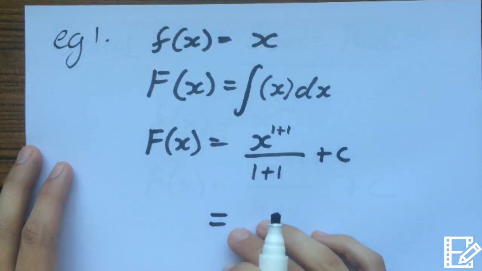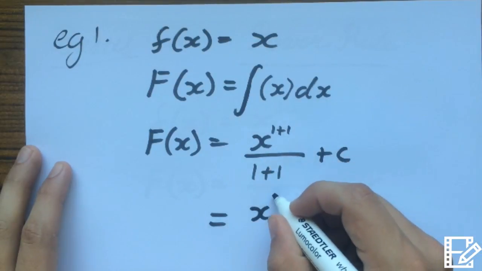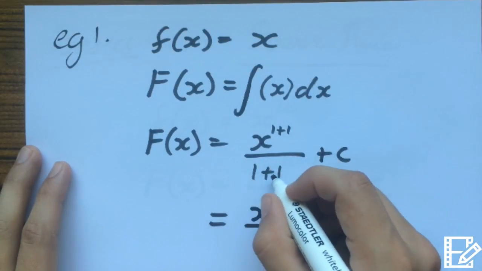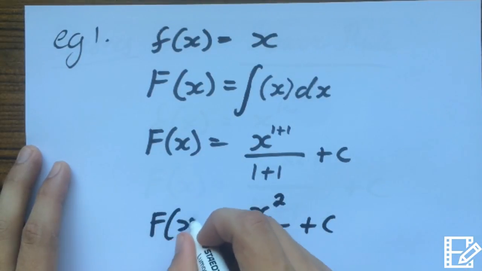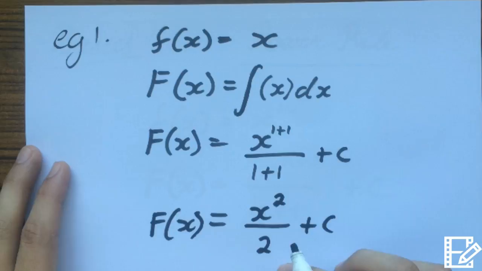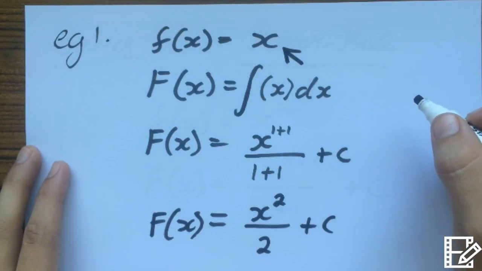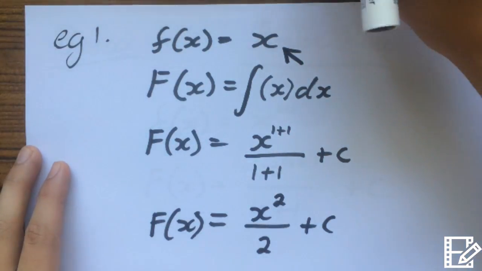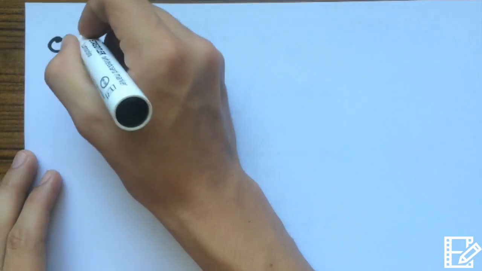But anyway, we'll simplify this. 1 plus 1, x to the power of 2, over 1 plus 1, 2, plus c. And that there is the integral of this up here. I'll do another example, example 2.